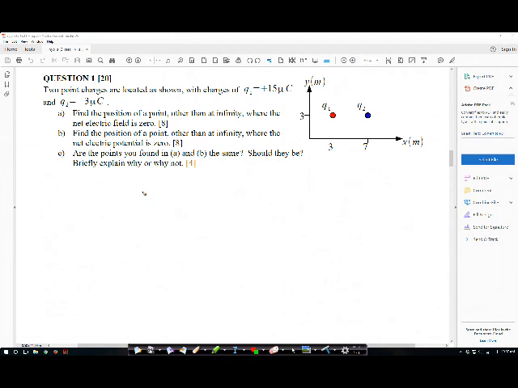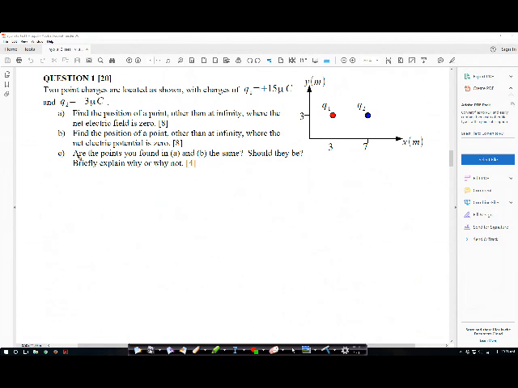So the first thing to do is find the position of a point other than at infinity where the net electric field is 0. The second thing, to find the position of a point other than at infinity where the net electric potential is 0. And students often confuse these things until you've actually spent some time calculating them. So really the answer to this is make sure you practice problems.